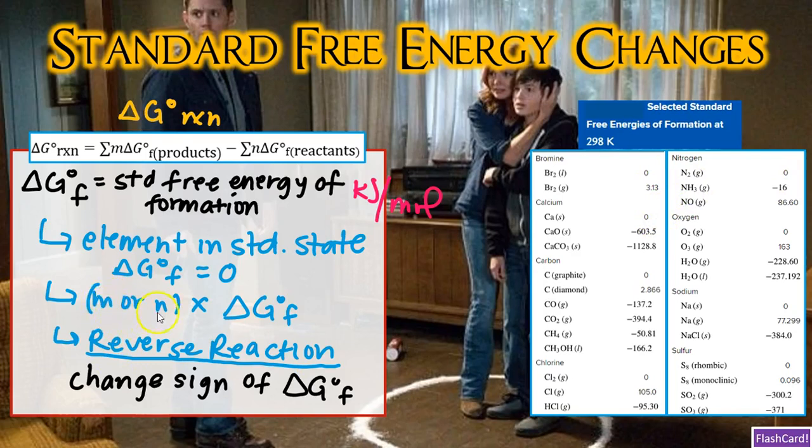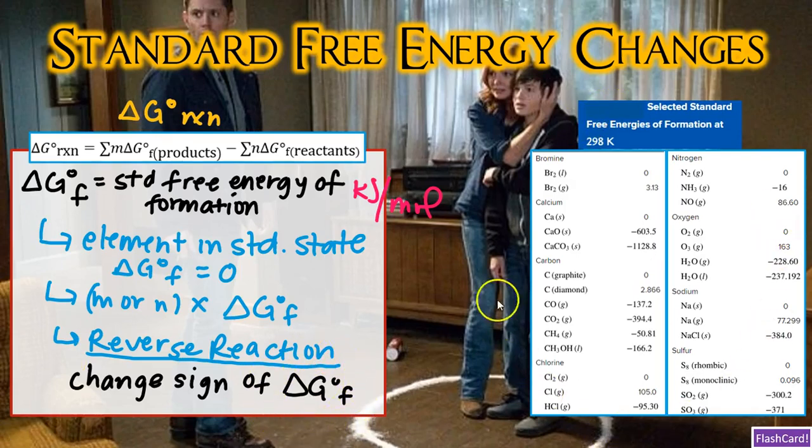Also, the number of moles for reactants or products are going to be multiplied by delta G naught of formation, exactly like we saw with enthalpy. Here we see the number of moles of a product, number of moles of reactants, all multiplied by their delta G naught of formation value. And then finally, if you reverse a reaction, you have to change the sign of delta G naught of formation. So initially, if you were given a negative delta G naught of formation sign and you have to reverse the reaction, your new delta G naught of formation sign will be positive.